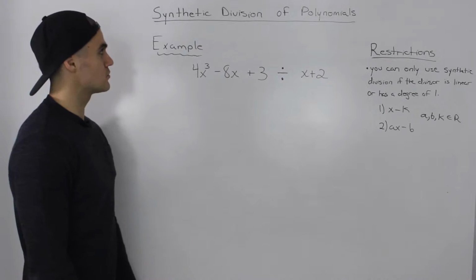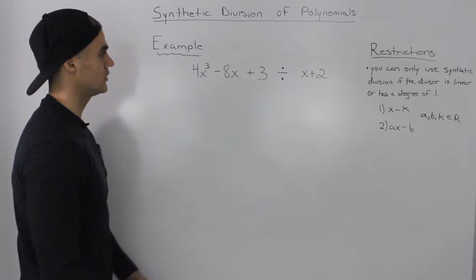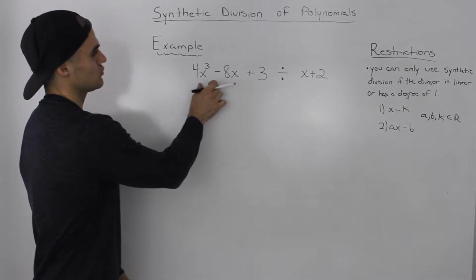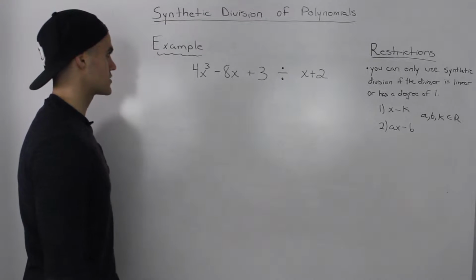Yo, what's up guys? So moving on to the next example for the synthetic division of polynomials. We got 4x cubed minus 8x plus 3, and we're dividing it by x plus 2.